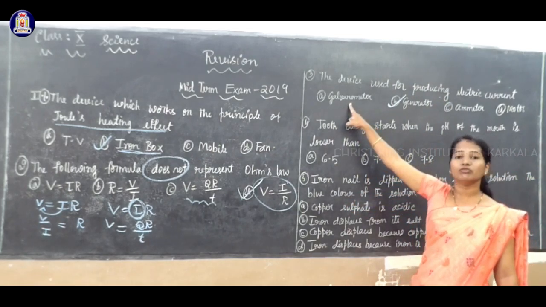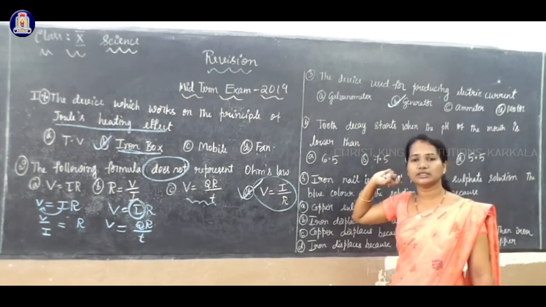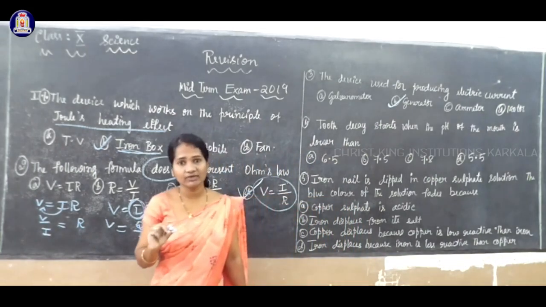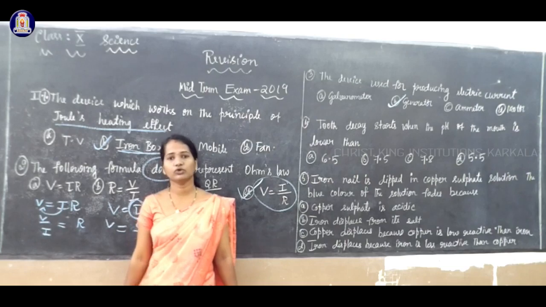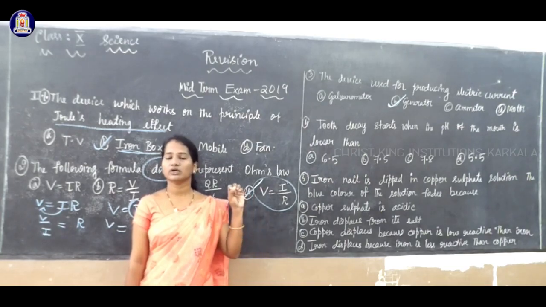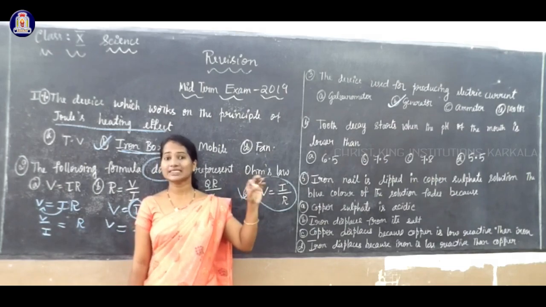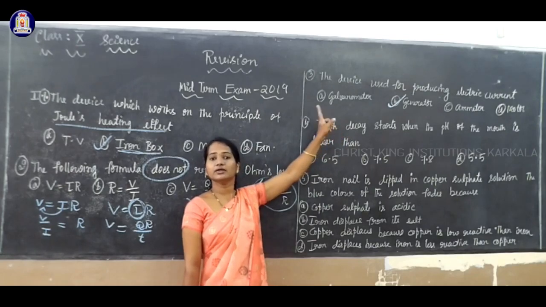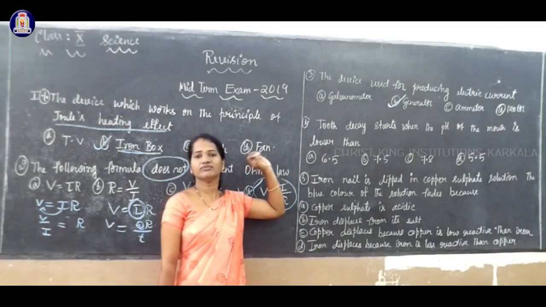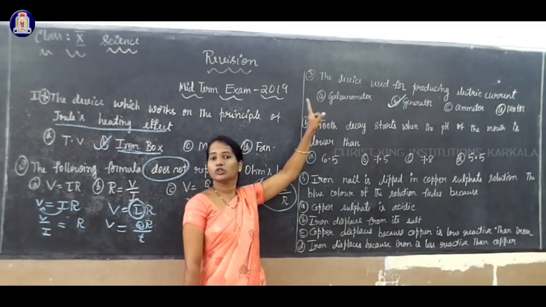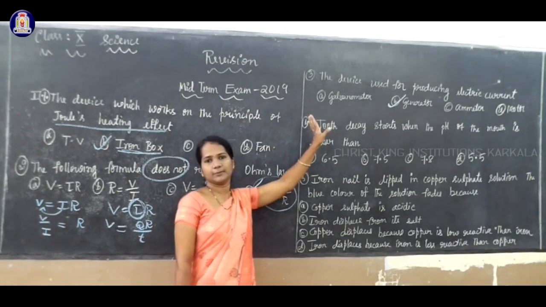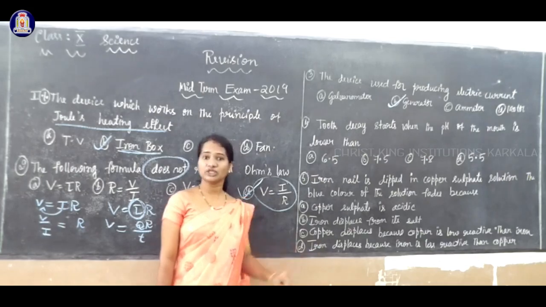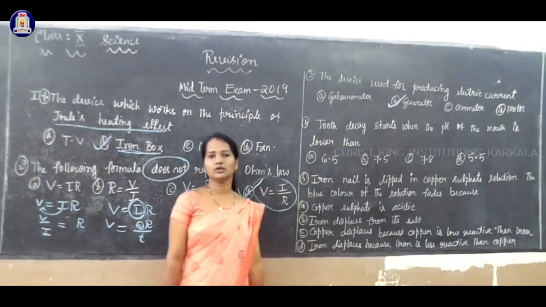Galvanometer also we are using in the circuit, but the purpose of using galvanometer is to identify whether current is flowing in the circuit or not. To identify the current, we are using galvanometer, not to measure the current or to produce the current. Ammeter is used to measure the current. To produce the current, we are using generator.